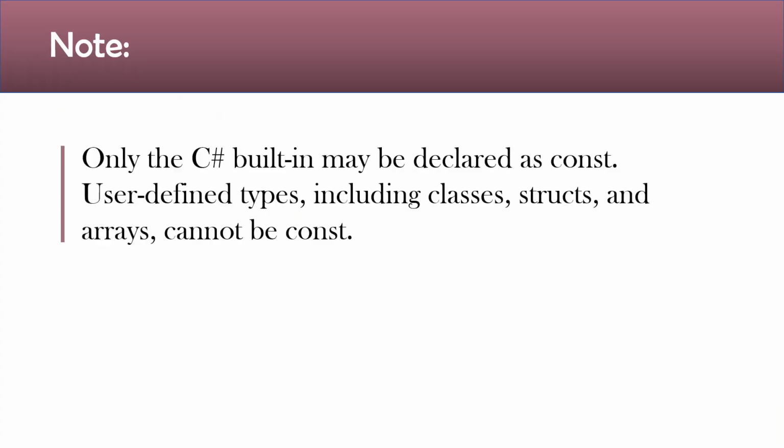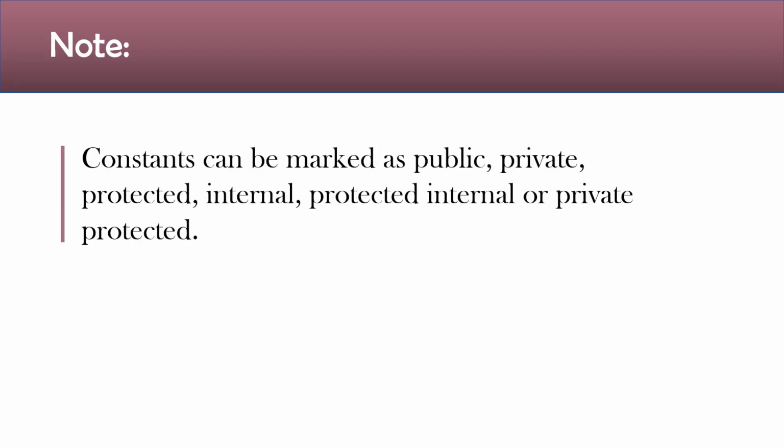Please note only the C# built-in types may be declared as constant. User-defined types including classes, structs and arrays cannot be constant. One more thing is constants can be marked as public, private, protected, internal or private protected. These are the access modifiers used to decide the accessibility of constants.